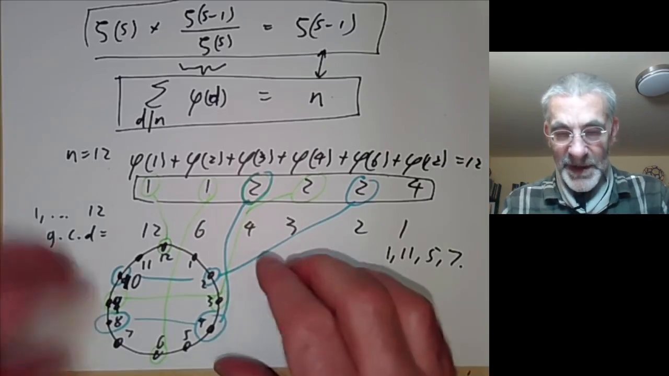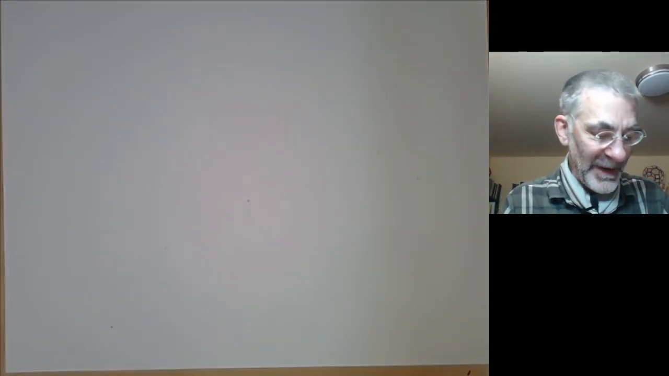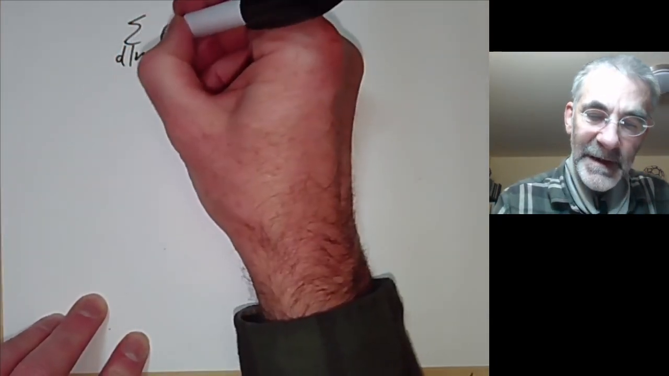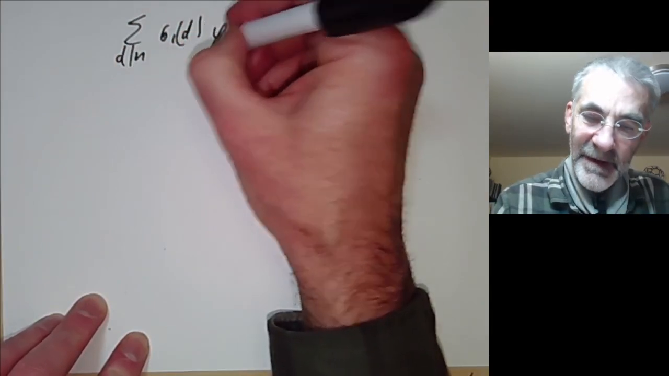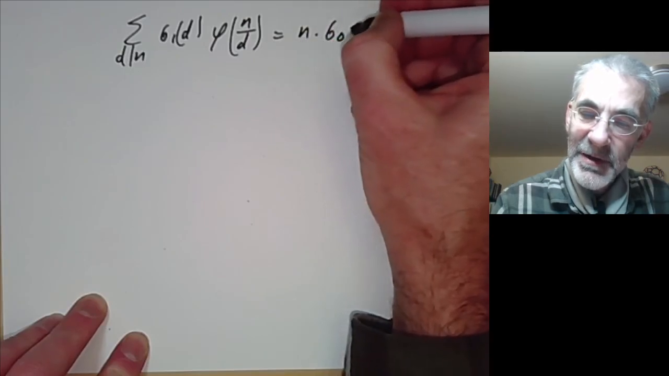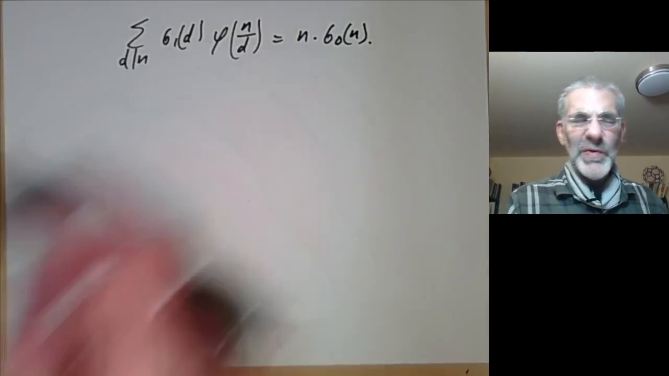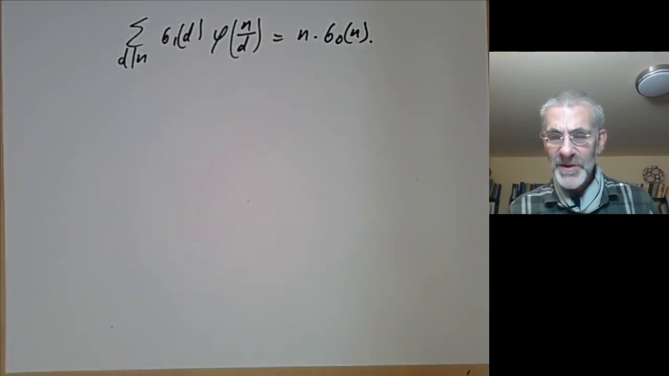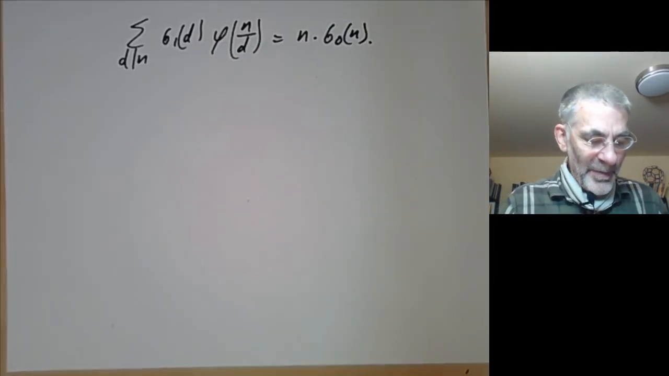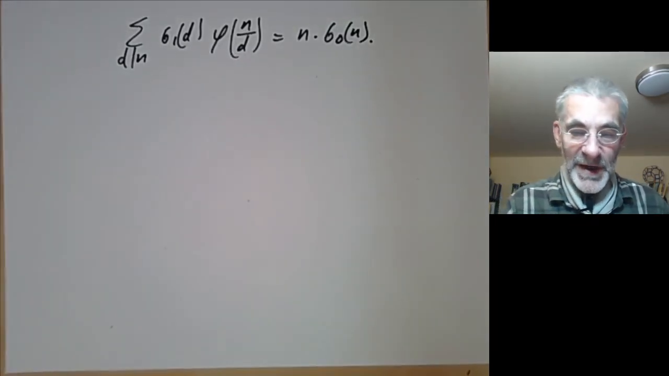So for another example of an identity, let's try and prove the following. Suppose you want to prove that the sum over d dividing n of sigma 1 of d times phi of n over d is equal to n times sigma 0 of n. Well, if you try and prove that in terms of arithmetic functions, it's really a bit of a mess. It's not exactly difficult, but it's absolutely trivial to do if we convert this into Dirichlet series.